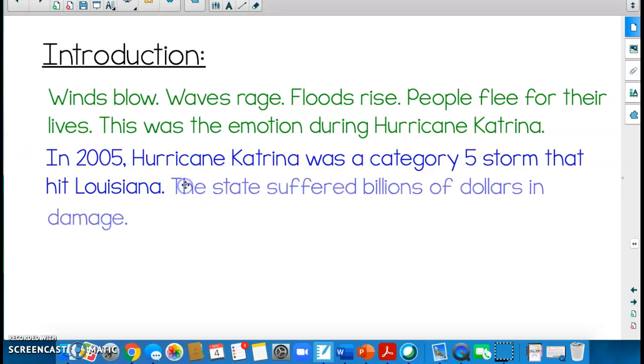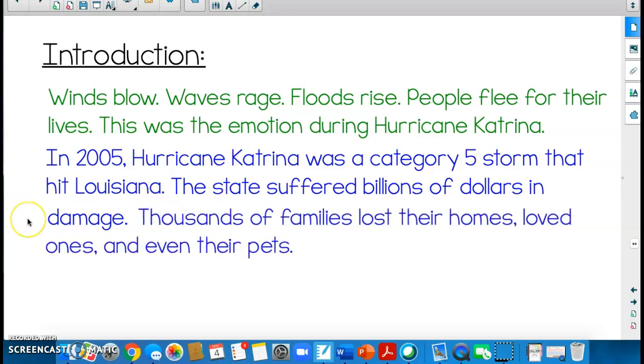The next paragraph. The state suffered billions of dollars in damage. So I'm continuing with my thought, but I'm letting them know that I'm also going to be telling you about how much damage was done. I just gave them a glimpse, and I'll tell them more in that second paragraph. Thousands of families lost their homes, loved ones, and even their pets. So I'm letting my reader know I'm also going to be letting you know about the way that it affected families and people. And I just gave them a glimpse, and I'll give them more information in my third paragraph.